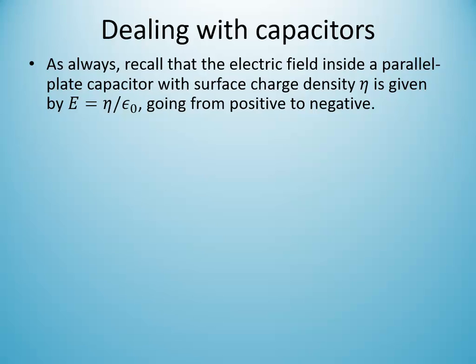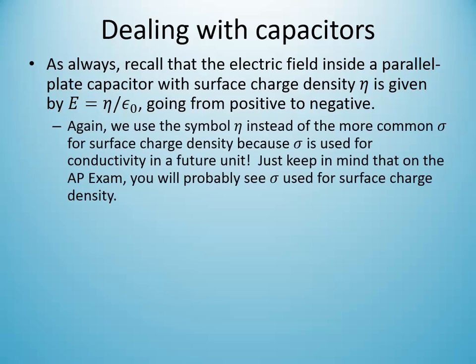Now, when dealing with capacitors, recall that the electric field inside a capacitor is constant. The point is, it is constant. And since it's constant, and we also recall that the electric potential increases as we get farther and farther up into the electric field, that's going to give us a linear increase in electric potential. Now, just a reminder that that symbol eta that we use for surface charge density is often used as lowercase Greek letter sigma on the AP exam.